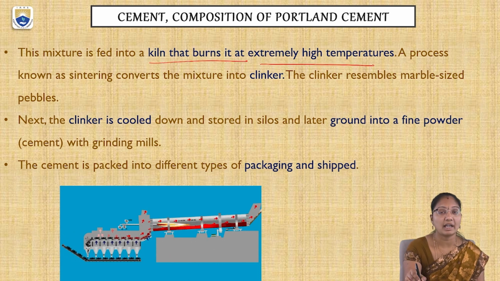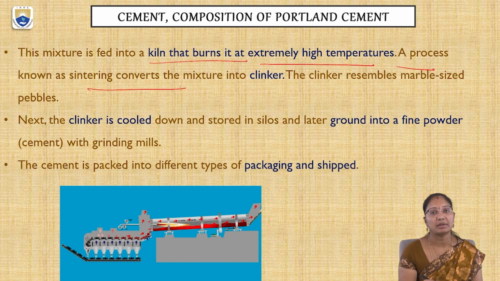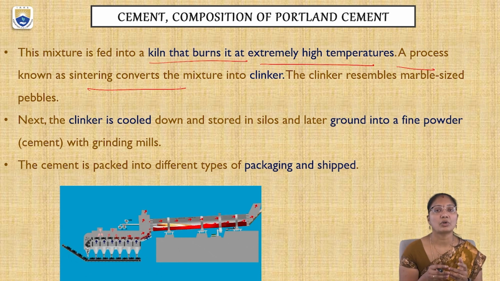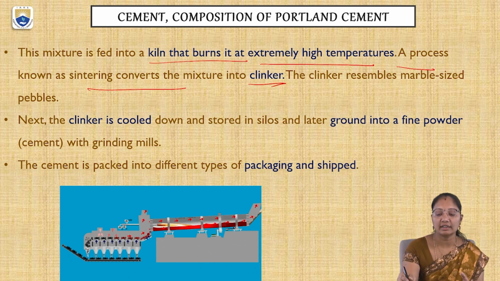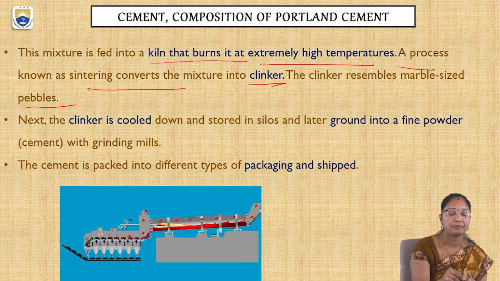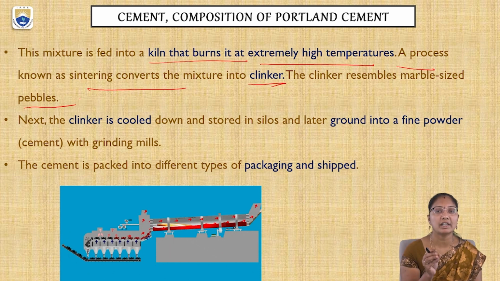It has to be heated at an extremely high temperature. A process known as sintering converts the mixture into a clinker. The mixture is the limestone plus iron plus silica: first the limestone is ground into smaller pieces, then mixed with iron and followed by silica. That homogeneous mixture is introduced into the kiln, and then it is called a clinker. This clinker resembles marble-sized pebbles, small granule-like pebbles.